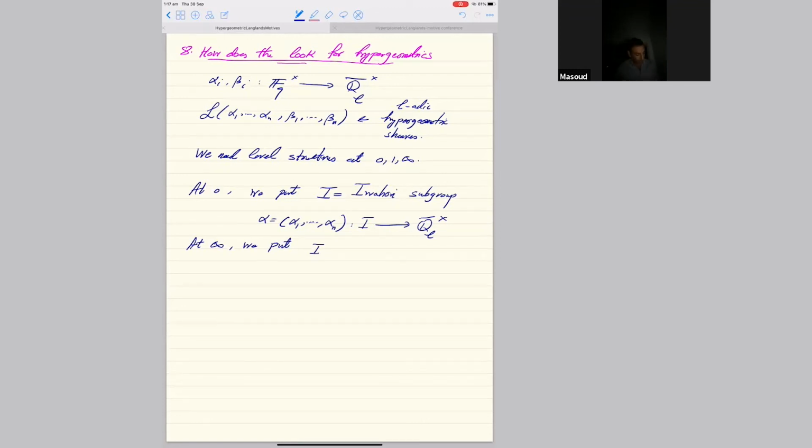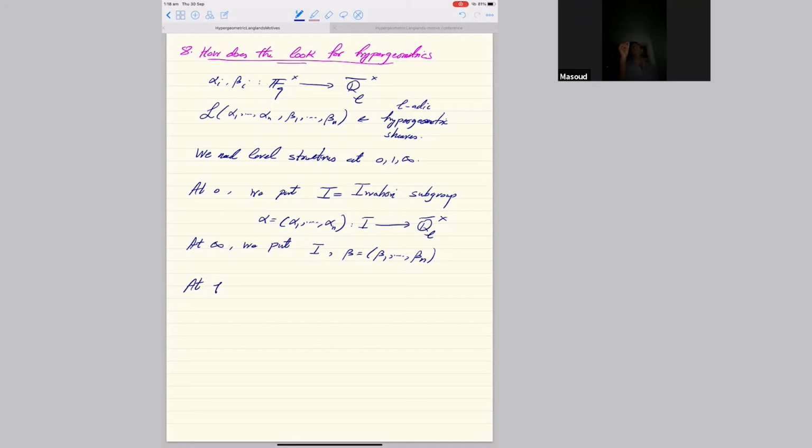So at infinity, we put again Iwahori and the character beta. So these level structures, the level structure is going to be the Iwahori, or maybe the unipotent radical of the Iwahori. And the characters are going to tell us the equivariance. What kind of equivariant perverse sheaves should we consider? Okay, so the remaining thing is at 1. So what should we put there?